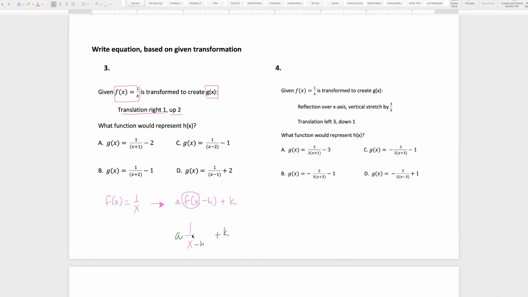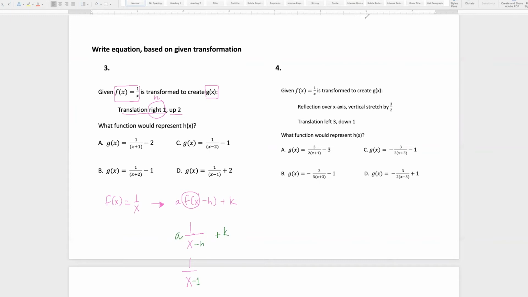You wanna extend it a little bit longer? Okay, so here we go. So let's go ahead and plug them all in. Translation right 1. When you go to the right, what letter is gonna affect you going to the right? That is h. And when you go to the right, you subtract. So again, I'm still going to have my transformation 1/x, right? And then this is h. And we said that we're gonna go to the right. We're going to subtract, so minus 1. So I'm just gonna leave it like that.